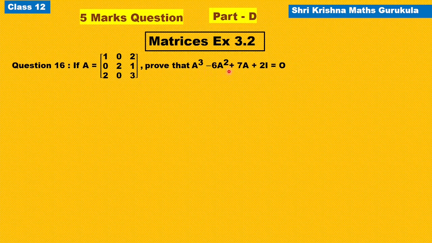We have to find all these first. That is, we have to find A cube, 6A square, 7A and 2I. Then only we can substitute in the given expression. So let us first find 2I.